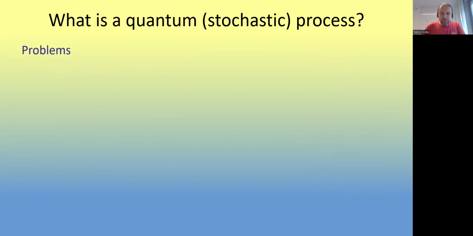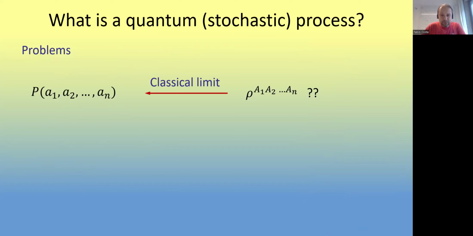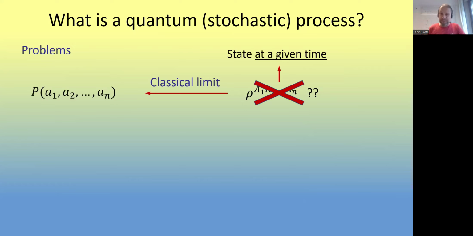Okay, then going back to the question, what is a quantum stochastic process? Now, we can see some problems if we want to try to follow some standard approach to model this. If you take some quantum information perspective, typically one tries to generalize joint probabilities to joint states, and then assume that the classical limit leads to the joint probability. However, this doesn't really work in this case because a state typically represents a scenario at a given time, while here, we are making measurements at multiple times. So we cannot really represent it as a state as it is usually defined.